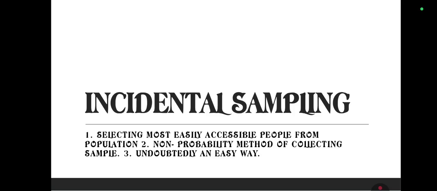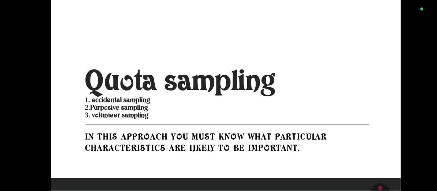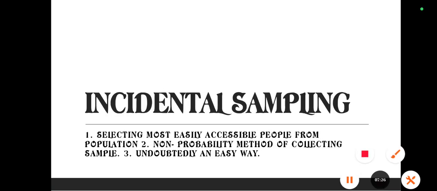Incidental sampling is selecting the most easily accessible people from the population. It is not a known probability method of collecting a sample, but undoubtedly it is an easy way to sample or to collect the data. If you are working in your vicinity, you can select the people most easily, the most easily accessible people, whom you can approach easily.